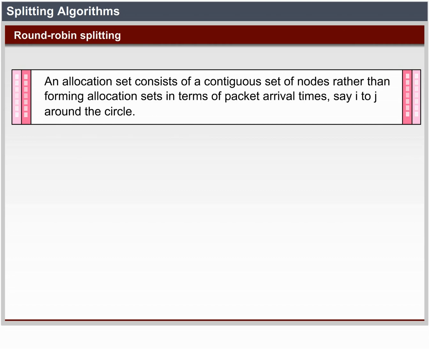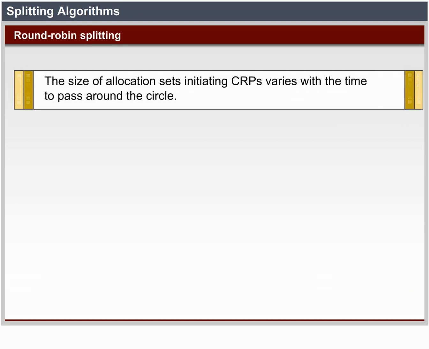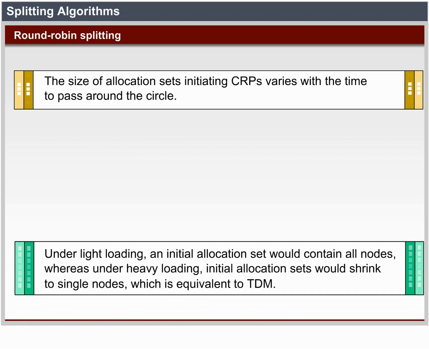After completion of a CRP, the algorithm then allocates the next successive set of nodes around the circle. The size of allocation sets initiating CRPs varies with the time to pass around the circle, so that under light loading, an initial allocation set would contain all nodes, whereas under heavy loading, initial allocation sets would shrink to single nodes, which is equivalent to TDM.